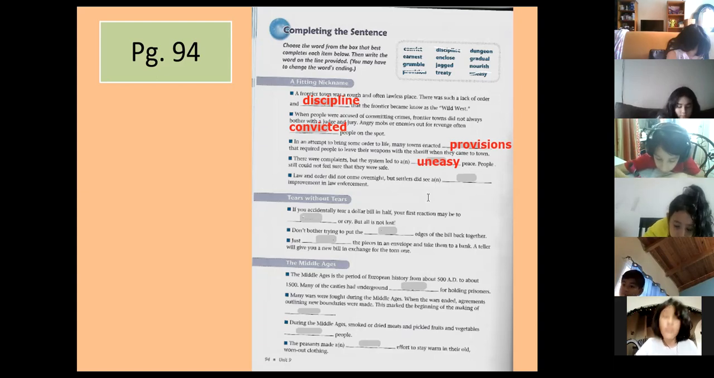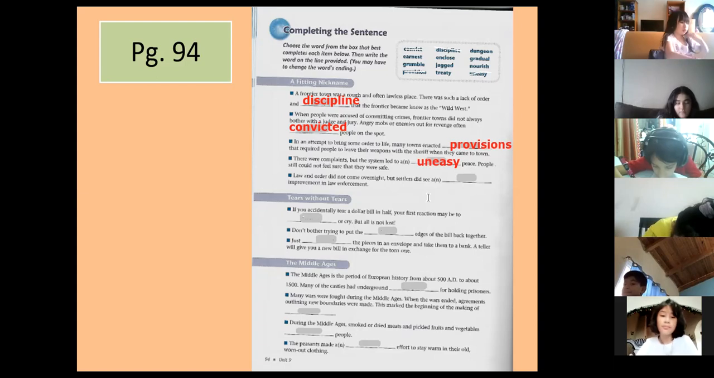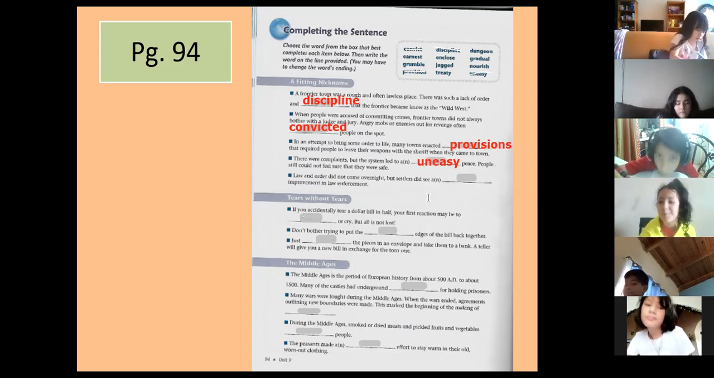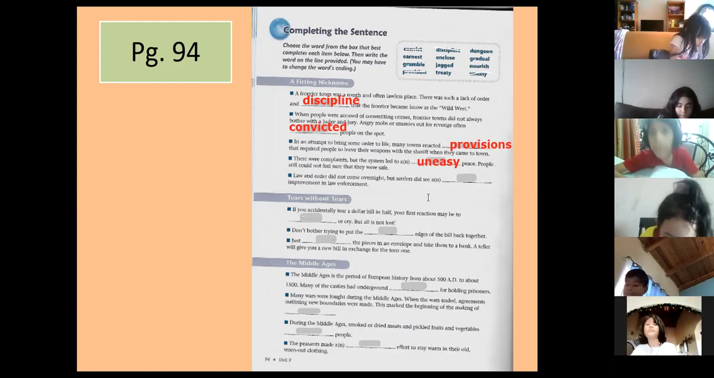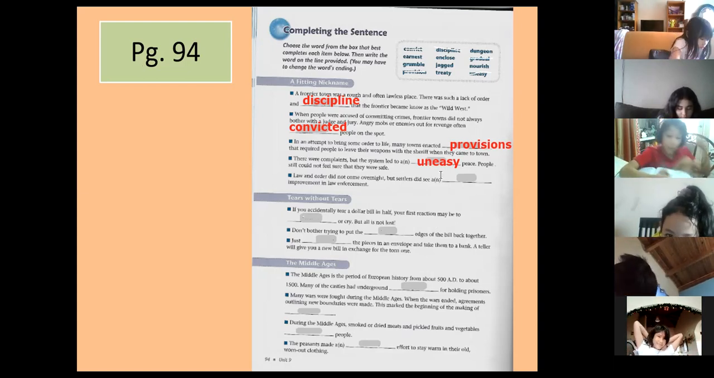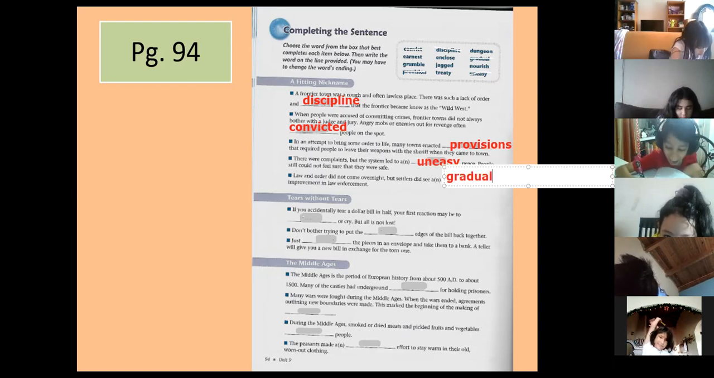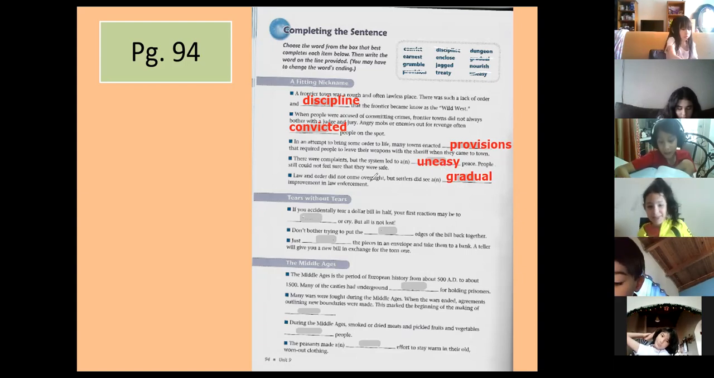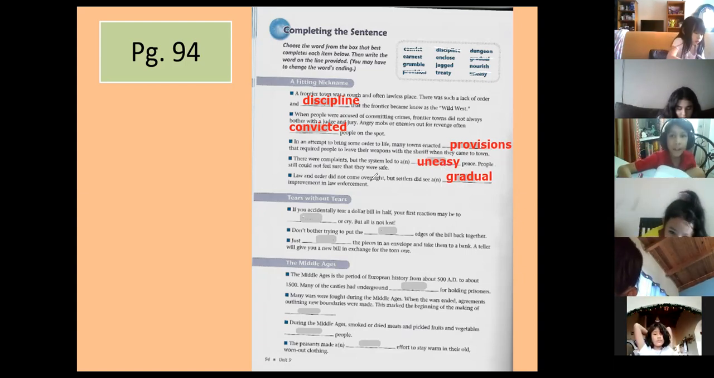Then it says, law and order didn't come overnight, but settlers did see an improvement in the law enforcement. It's an improvement, it's step by step. Which word means step by step? Gradual. Gradual, that's right. So let's write it down, gradual there. You can cross it out so you know that we already used that word and we don't use it one more time. So it was a gradual improvement in the law enforcement.